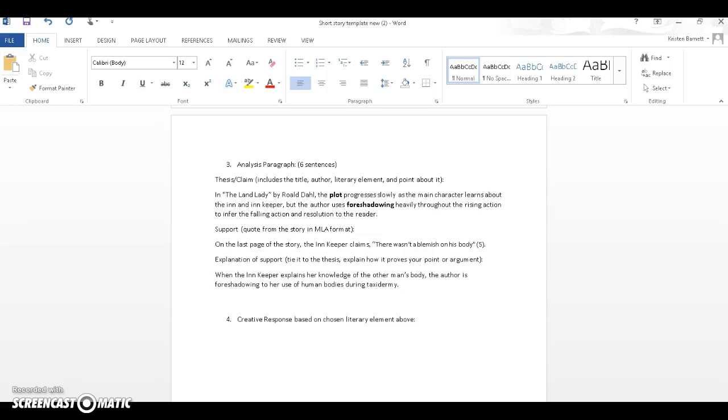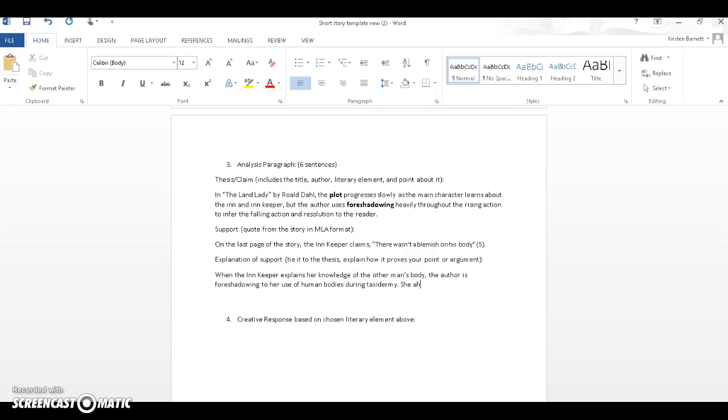It's not true. But this innkeeper is doing taxidermy, and you could tell that throughout the story because she hints at all of these things. She has a stuffed parrot and a stuffed dog. She does them perfectly, and she talks about them. These two men who were there, they disappeared after staying at her inn. There hasn't been another person there in 2 years. She talks about his teeth and his skin. So in our example, on the last page, the innkeeper claims there wasn't a blemish on his body. Of the other man's body, the author is foreshadowing through her use of human bodies during taxidermy.